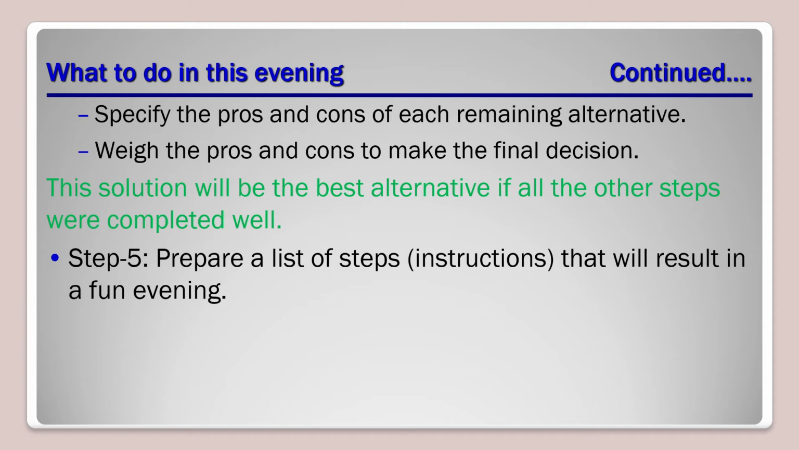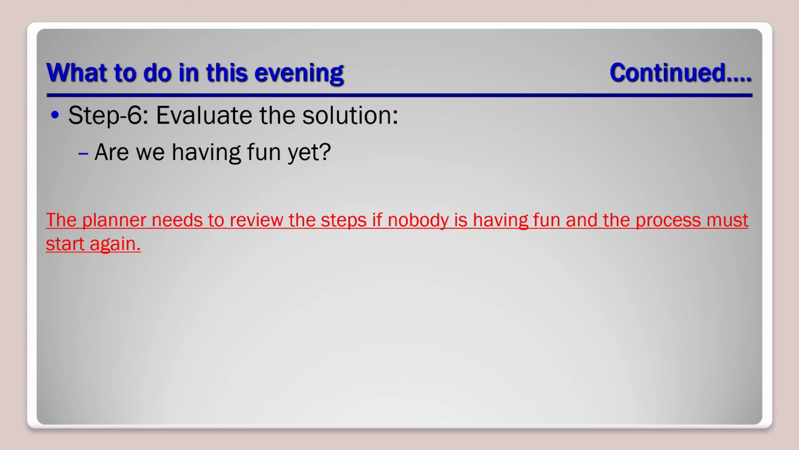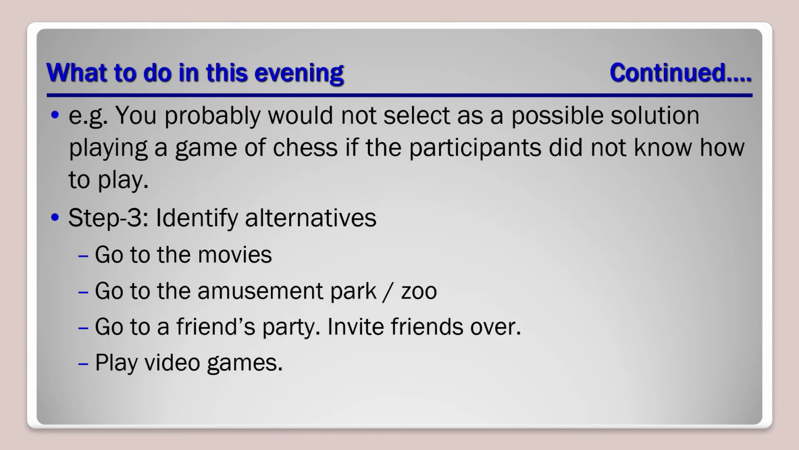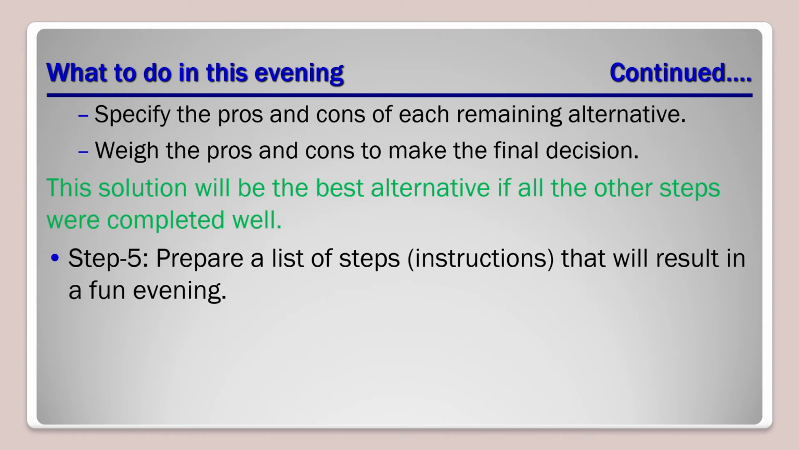Okay. Now, step 5 is to prepare a list of steps that will result in a fun evening, and then evaluate the solution. For example, in this list, if we decide to go for the movie, for instance option 1, the remaining options we have struck out. Okay, so to watch a movie, now you have to prepare a list of steps. What do you need to do?